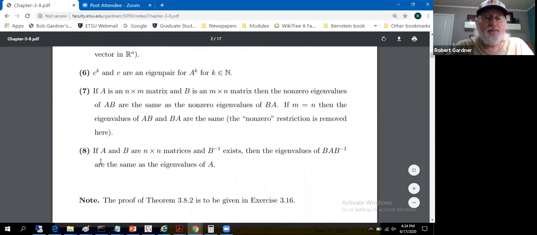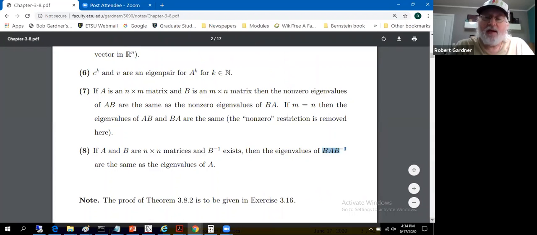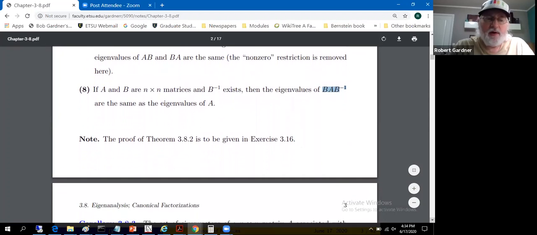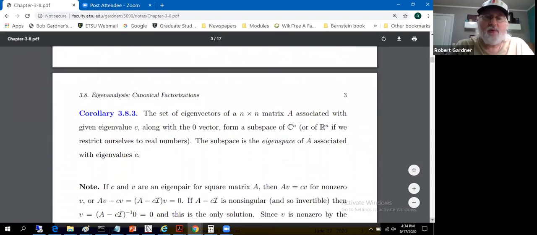And finally, in the list of claims, if A and B are n by n matrices and B inverse exists, then the eigenvalues of B A B inverse are the same as the eigenvalues of matrix A. This might remind you of the topic of similar matrices from linear algebra. So we get an equality of the eigenvalues between matrix A and this particular matrix here, based on matrix A through some invertible matrix B. Proof of these is to be given in exercise 316. Parts of them follow straight from the definition of eigenvalue and eigenvector. Some others will be based on some determinant properties that we're about to see.